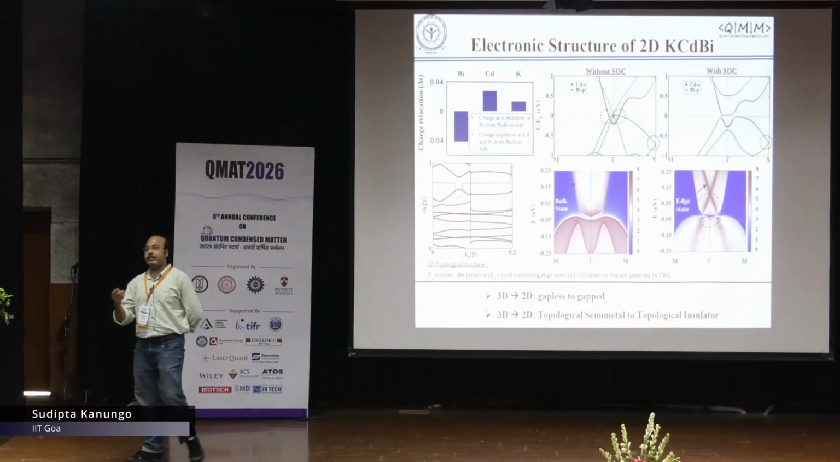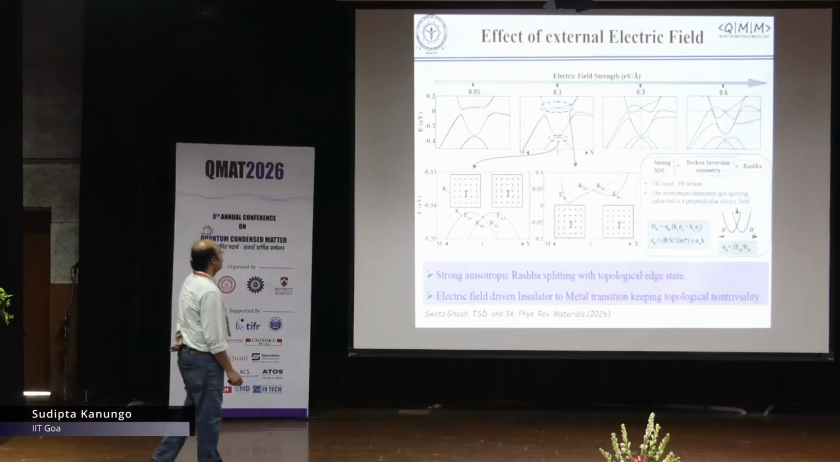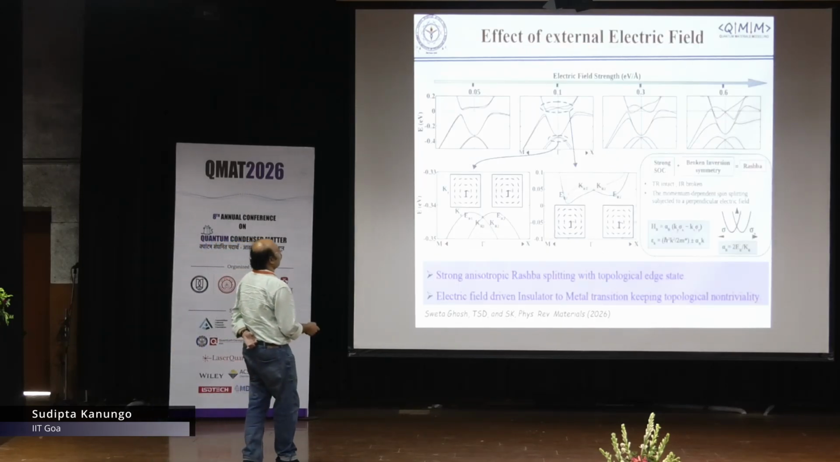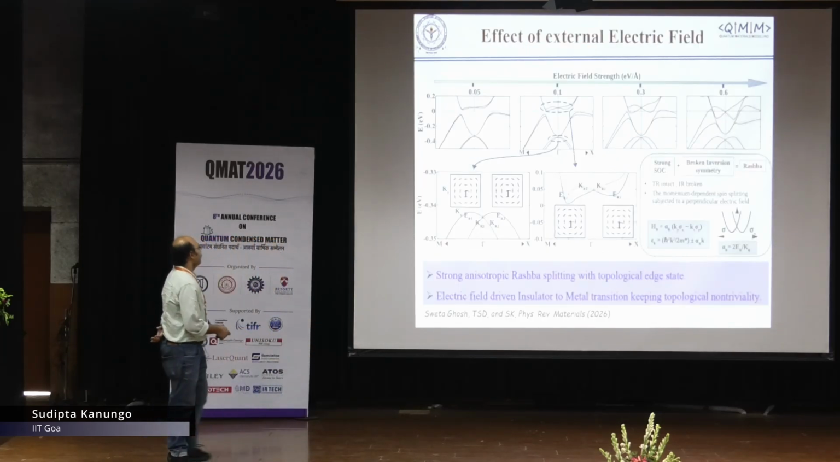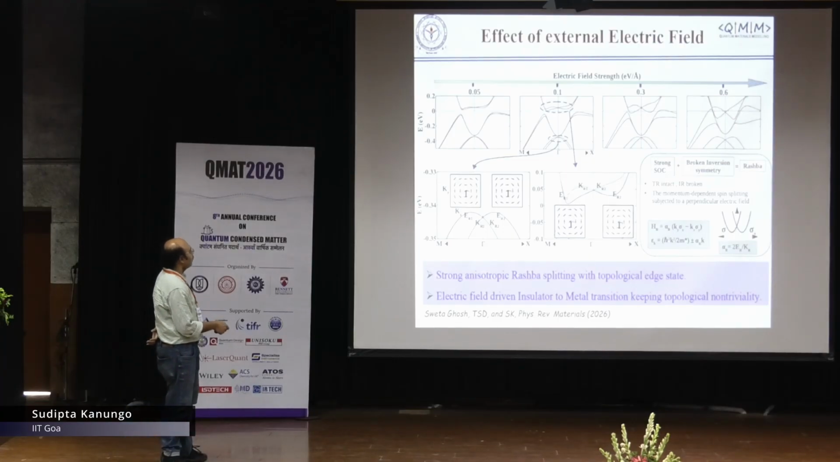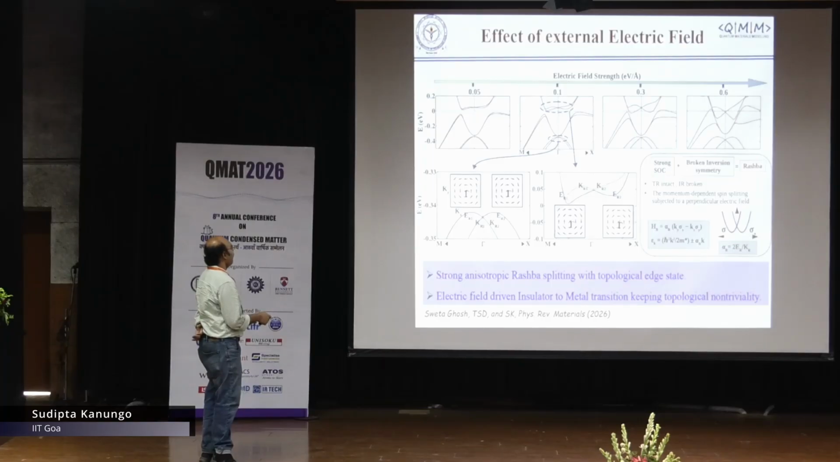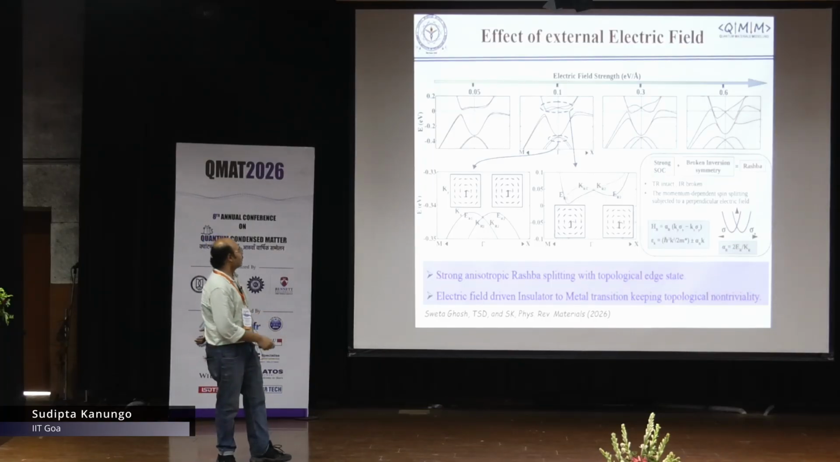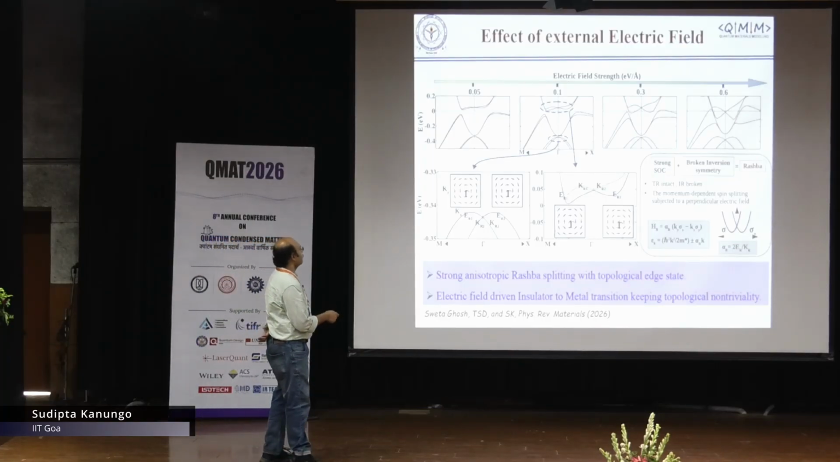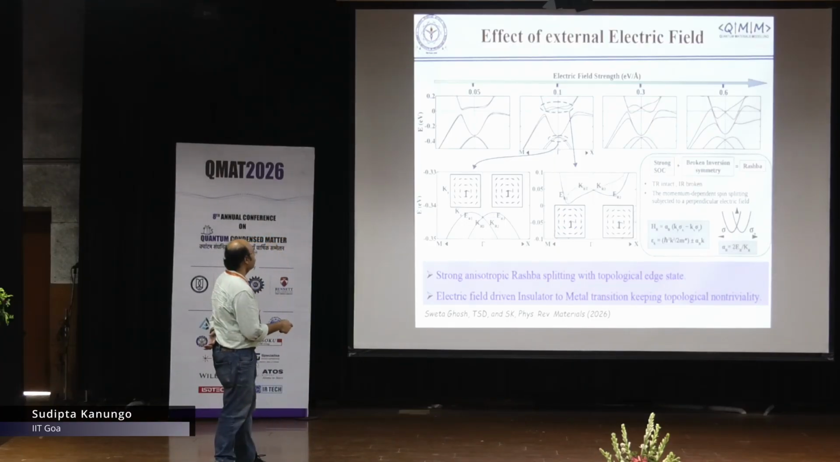Now, since it is a 2D system, it has intrinsically broken inversion symmetry. If we apply an electric field on it, then we can find a nice Rashba band structure, both in the conduction band as well as the valence band. But this Rashba is an asymmetric Rashba, present in both the conduction band and valence band.